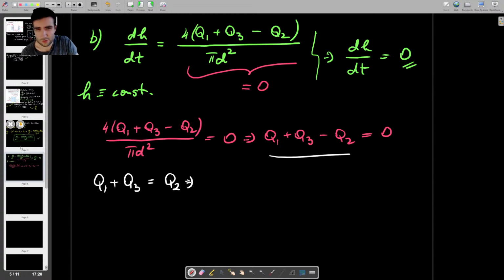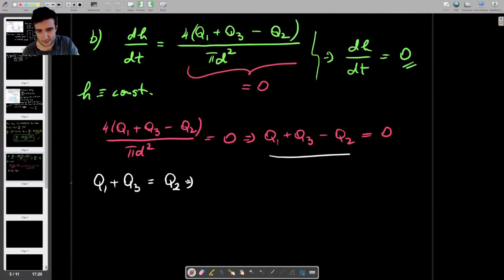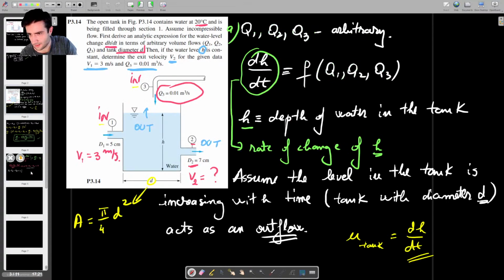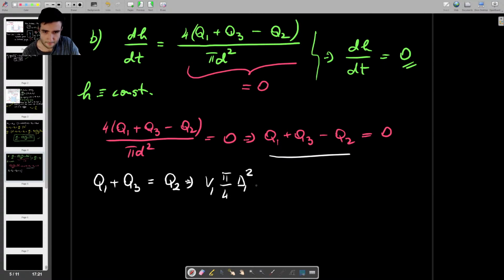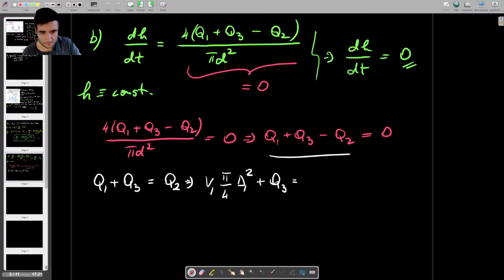Q1, we don't know, but we can derive an expression for it quite easily. So this is V1, and then I have pi over 4, capital D1 squared, plus Q3 equals, and then with Q2 we do the same thing. We express it in terms of V2 and the diameter. So we've got V2 times pi over 4 D2 squared. Remember that what we need to find is V2 in this case.